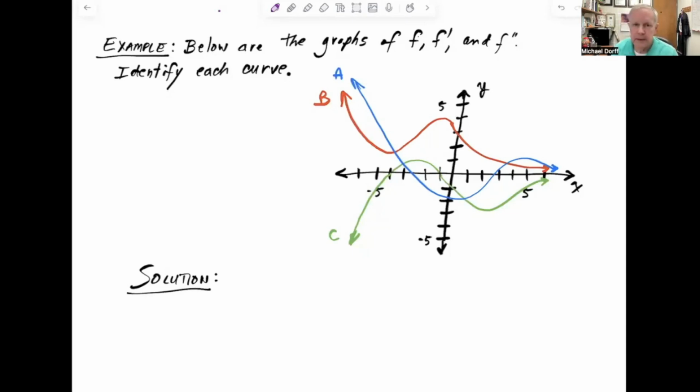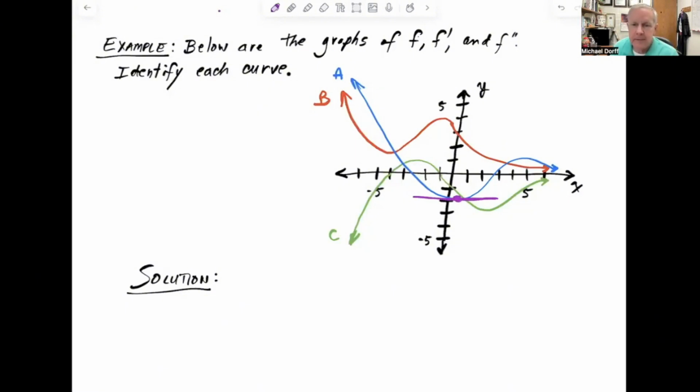What I would do in this problem is I would look at where there are valleys and hills. So let's start with letter A. Letter A is the blue graph. And as I look at it, where does it have a valley and a hill? Well, there is a valley right here at this point in purple. And at that point, my tangent line is going to be horizontal, or flat.